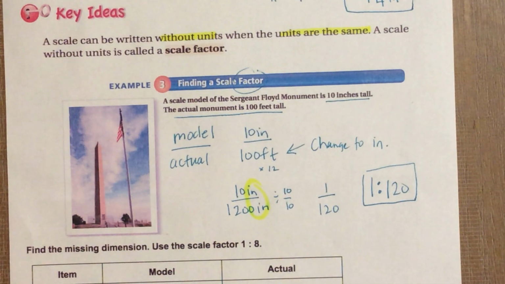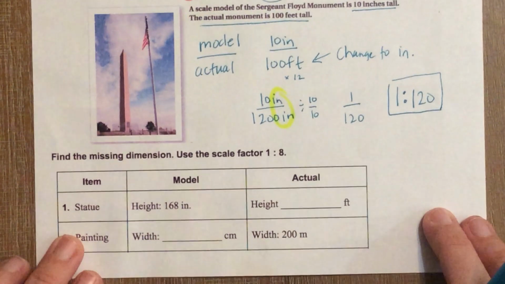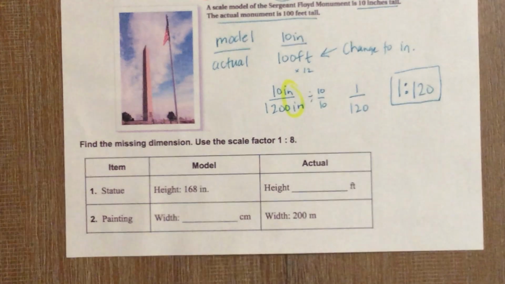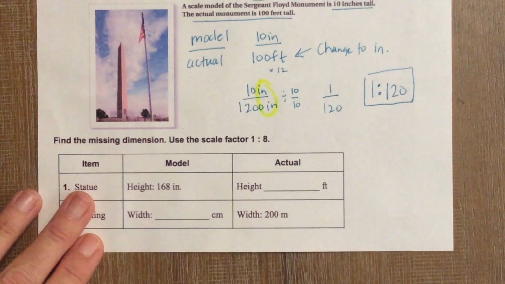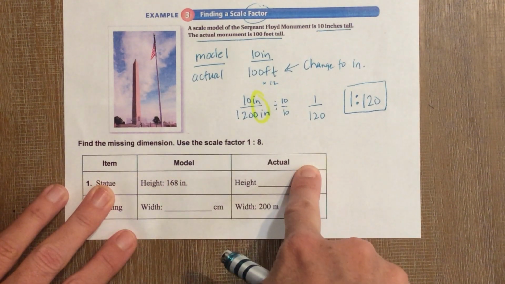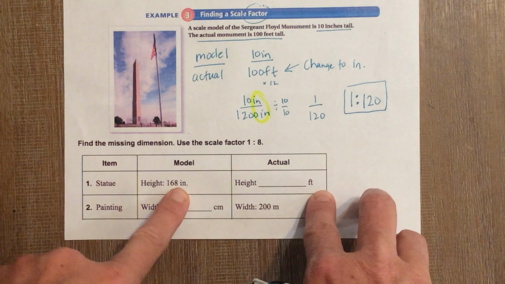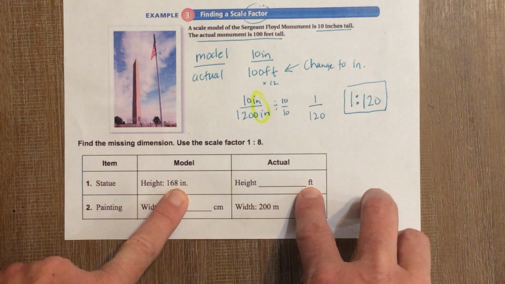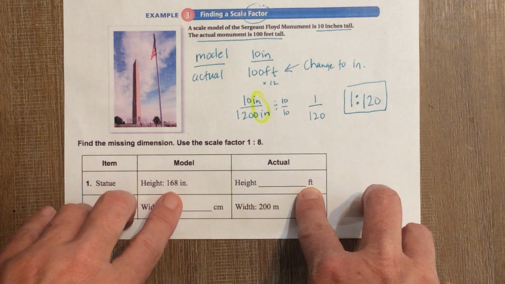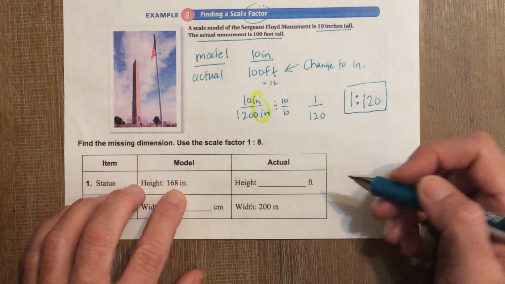Okay, so we're going to try a couple, and these ones get a little funky, but I think you guys will be okay. We're going to find the missing dimensions using this scale factor of 1 to 8. That means here's your model, here's your actual thing. The actual thing is 8 times the size of your model. And what you can see here is the height is in inches for the model and the actual is in feet here. So we're going to have to do a little bit of converting in the end. But because they gave it to you in inches, when we solve it, it's going to be in inches, okay?